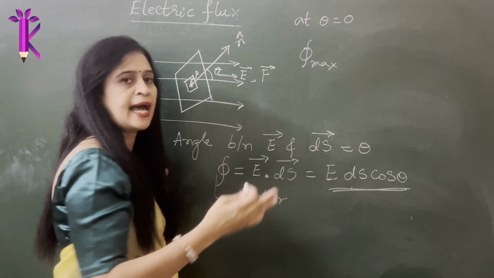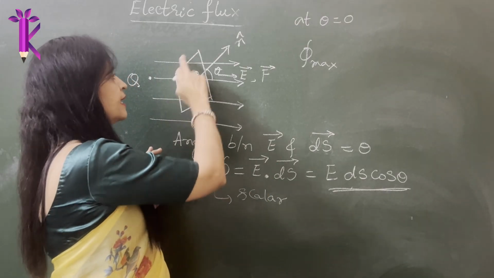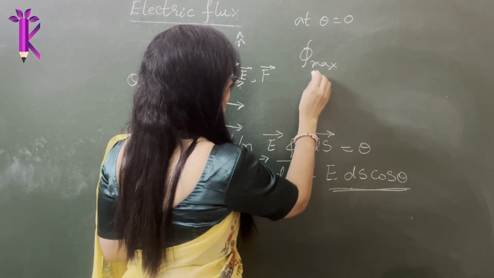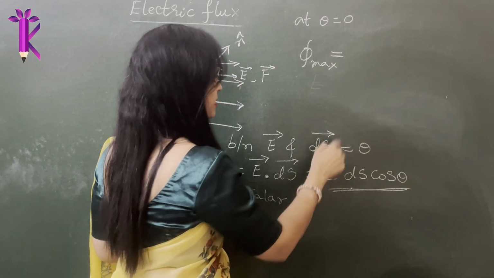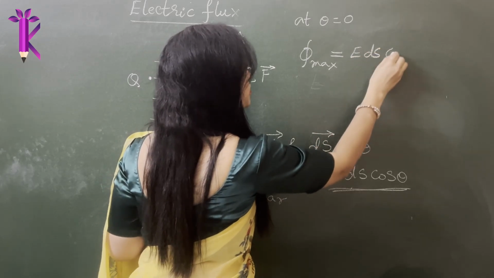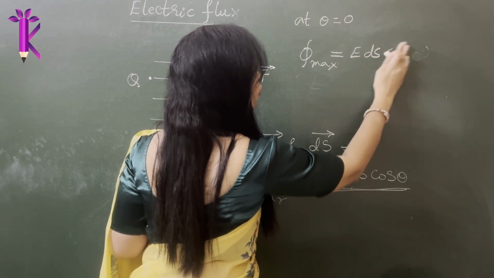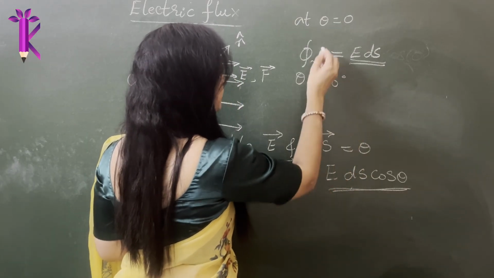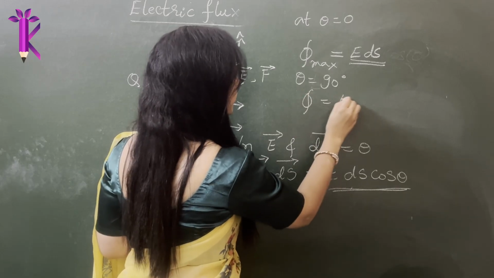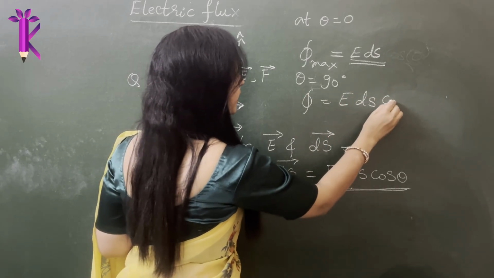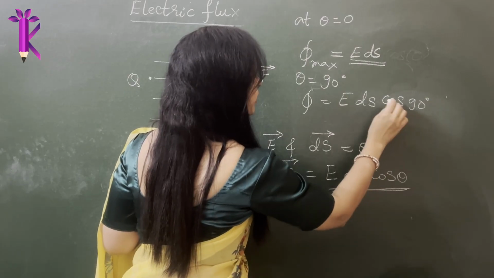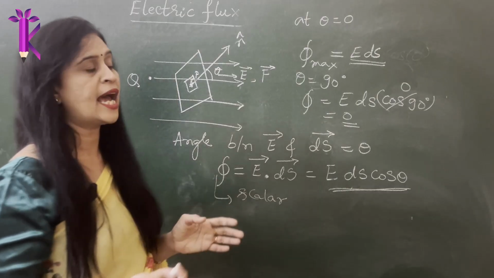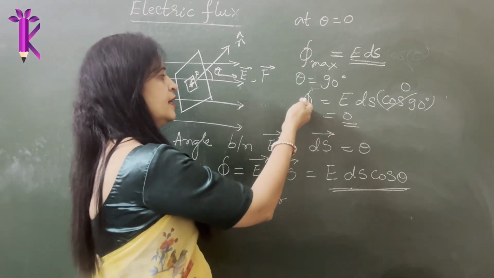If the angle between the surface area vector and the electric field is 0, then phi will be maximum. How? Because it is E dS cos 0. Cos 0 degree is 1. So therefore it is maximum. What will happen if theta is equal to 90 degrees? It has to be 0, because phi will be E dS cos 90. Cos 90 is 0. So therefore the entire quantity becomes 0. No line passes through the given surface area.